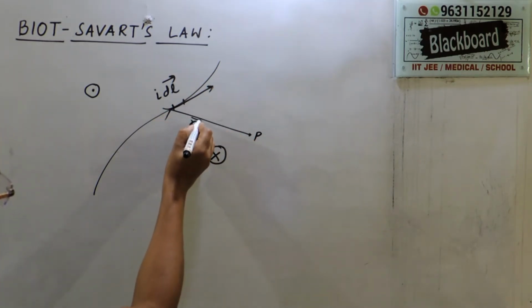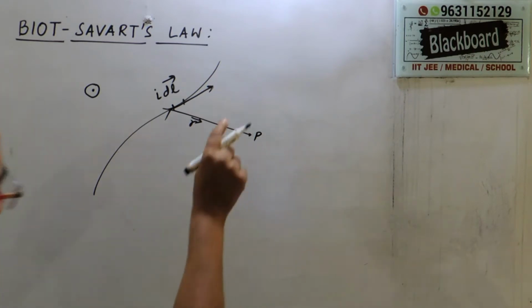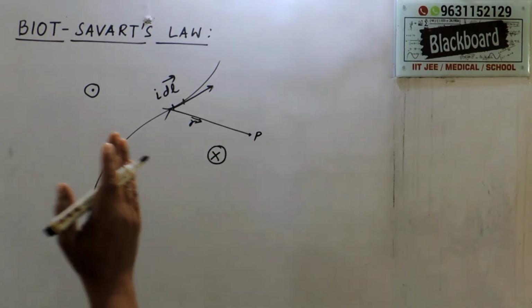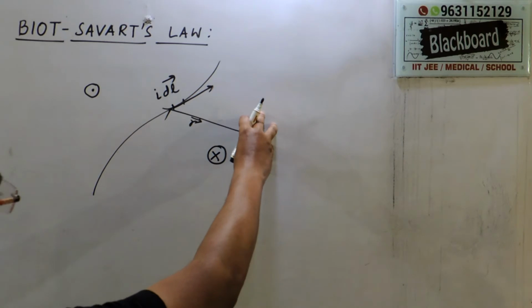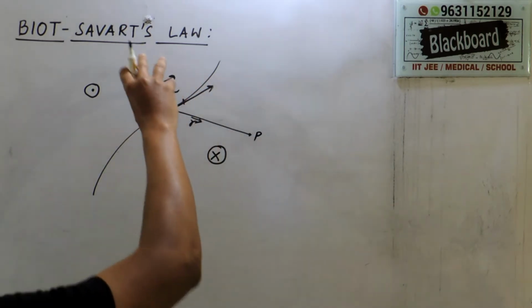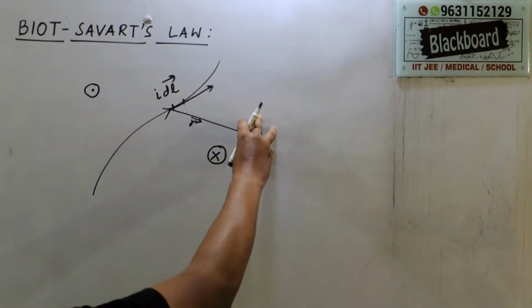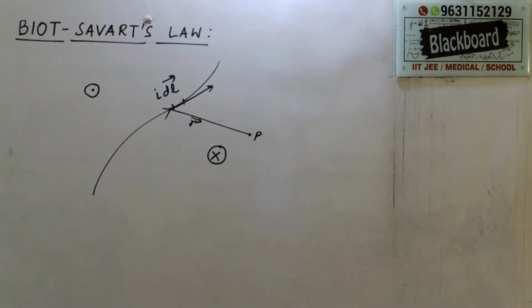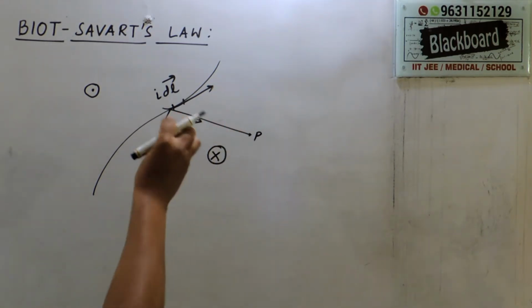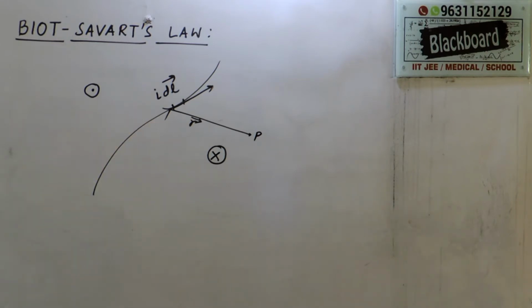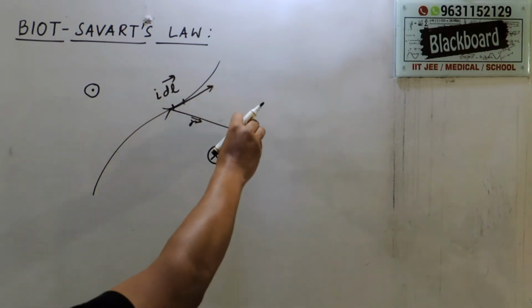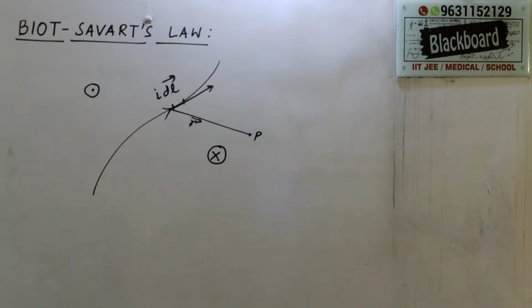This is point P, and we have to find the magnetic field due to this current element I dl at point P. So the direction we now know: the direction is below the plane. Now we are going to find the magnitude. What will be the magnitude of the magnetic field at point P?